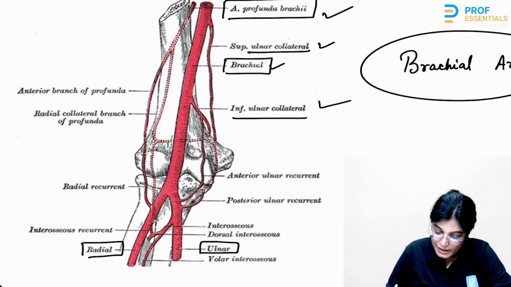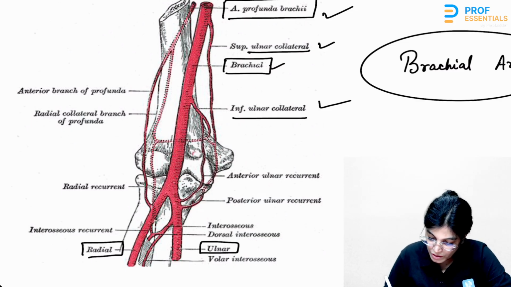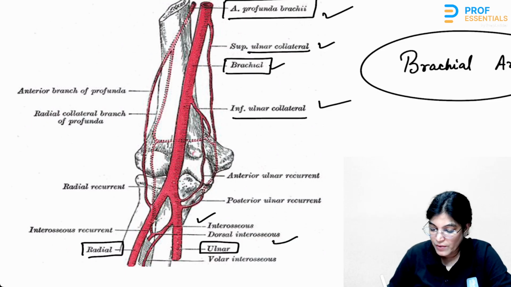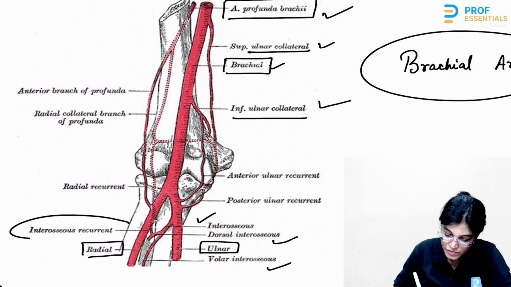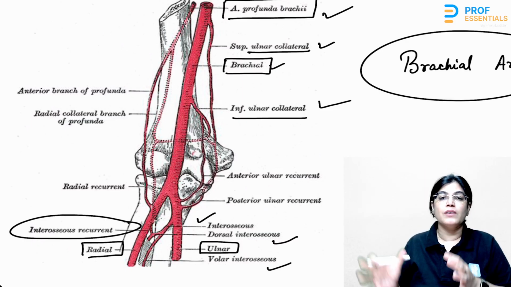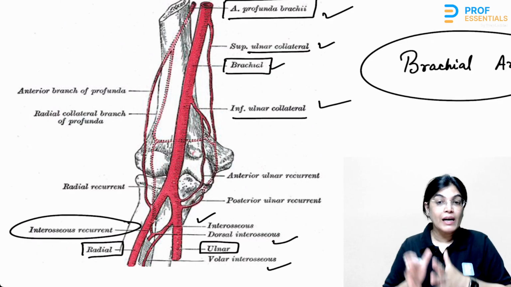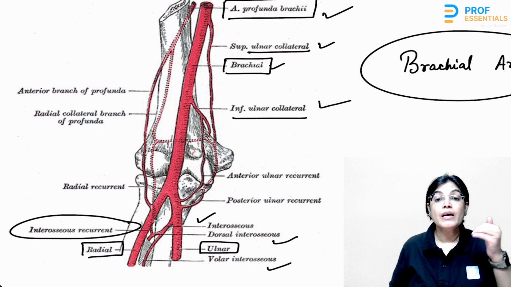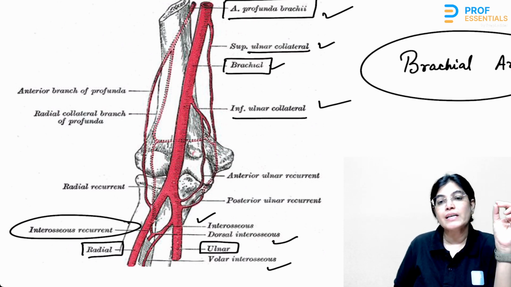Now here, if I am talking about ulnar artery, few branches have been shown. The ulnar artery is giving interosseous branches. Can you see here? It is giving common interosseous artery, which is again dividing into anterior and posterior interosseous artery. The posterior interosseous artery gives another branch that is called as interosseous recurrent artery.